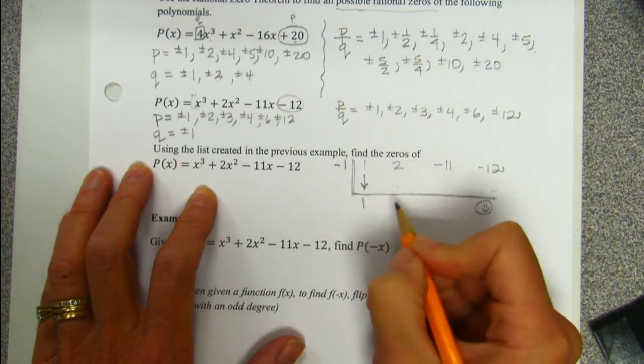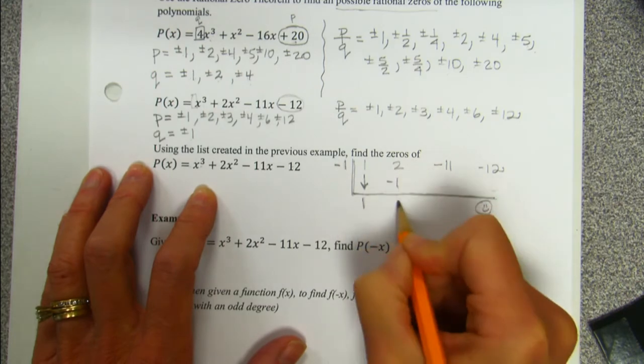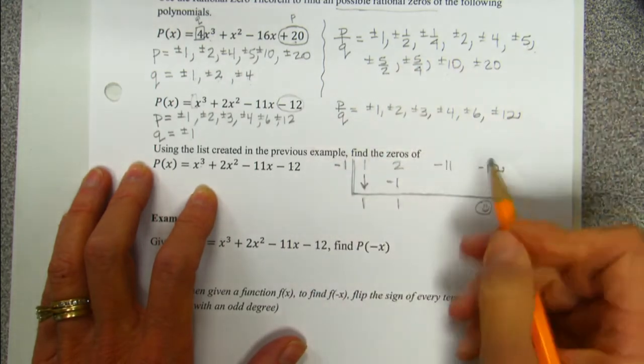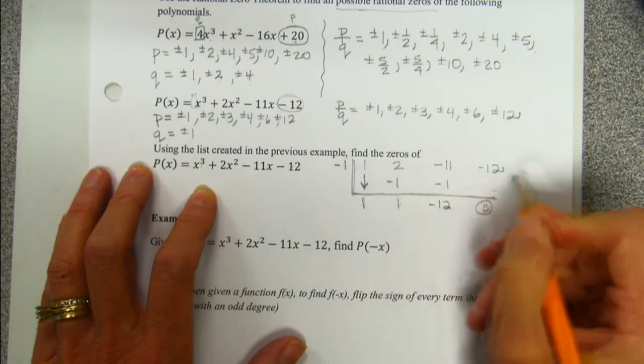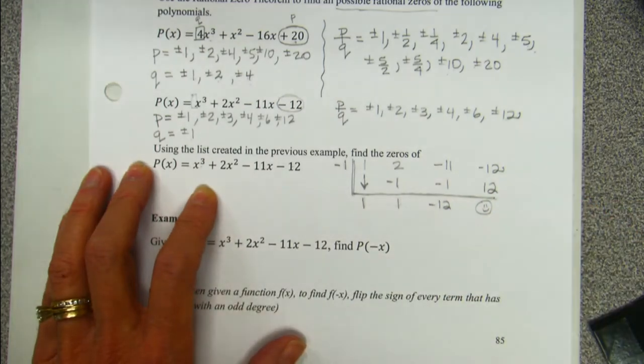Drop, multiply, add, multiply, add, multiply. Now you see why I put a smiley face inside the 0, because when you find it, you are going to celebrate.